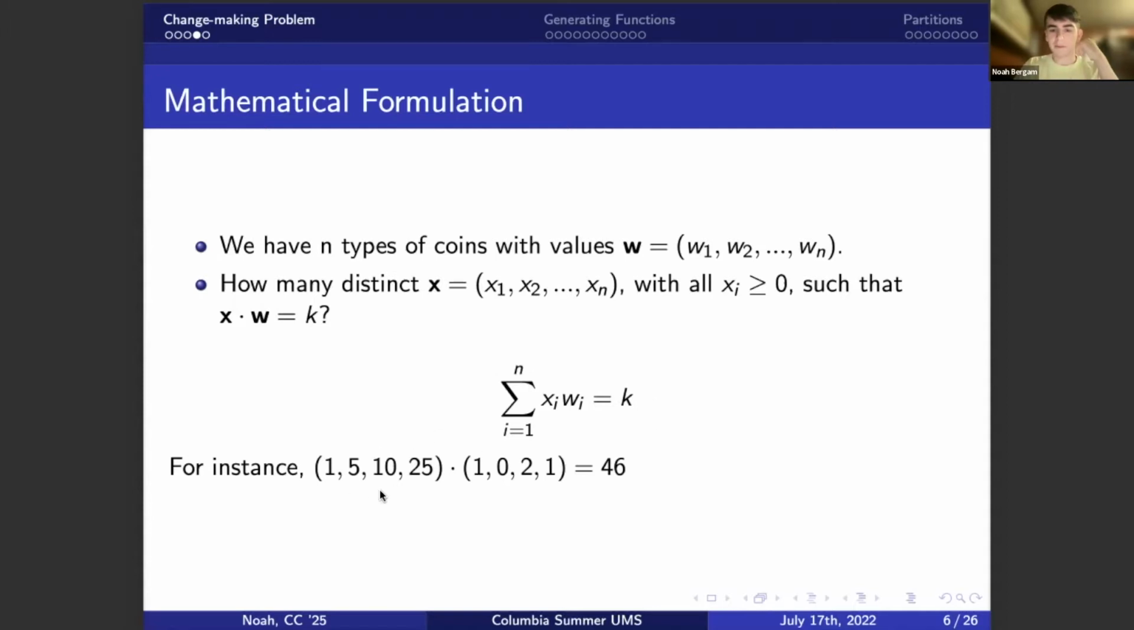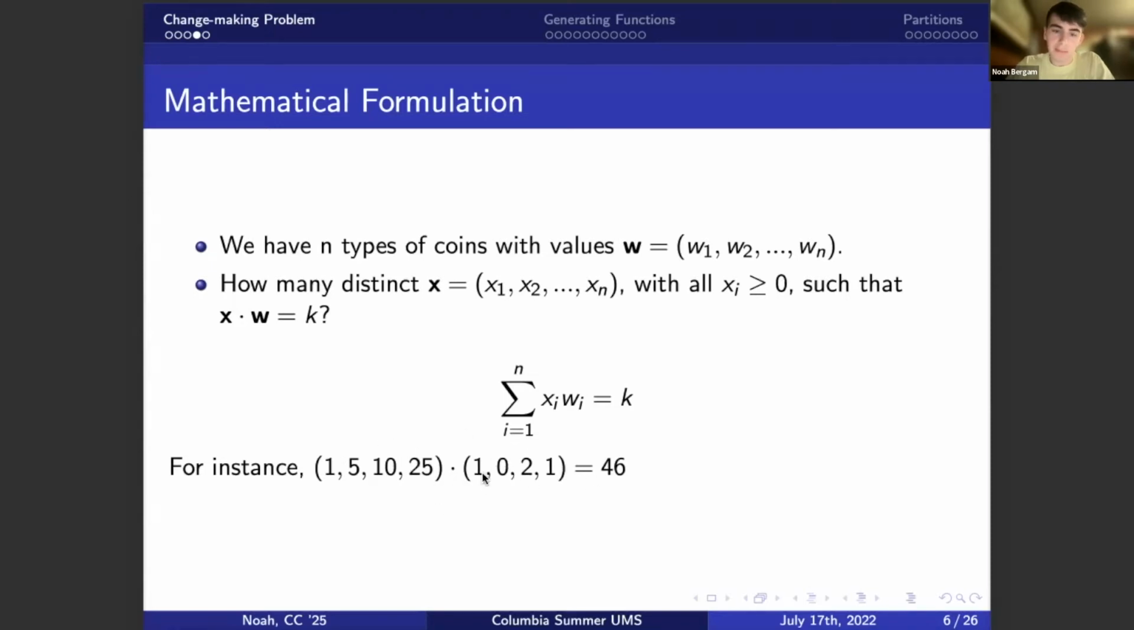And here's an example you can see. If you have the normal sense of coinage with pennies, nickels, dimes, and quarters, then you can take 1 penny, you can take 2 dimes, you can take 0 nickels, and you can take 1 quarter.